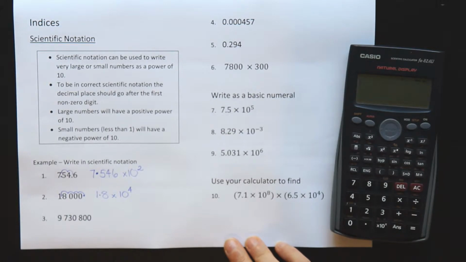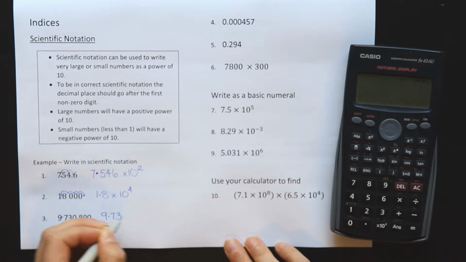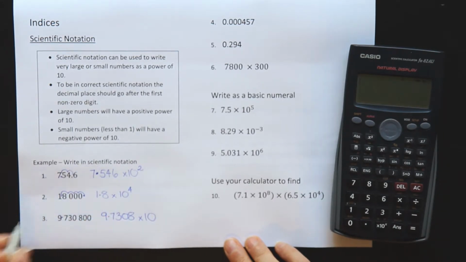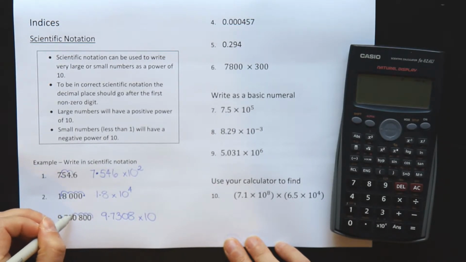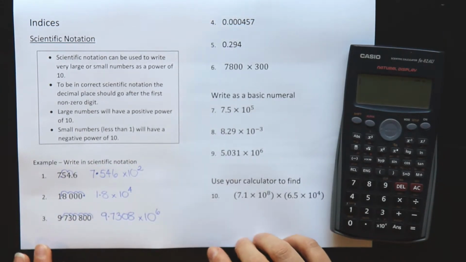Question 3. Let's do it one more time. We need the decimal point to go after the first number here, 9. 9.7308 times 10. The decimal point would be at the end. So 1, 2, 3, 4, 5, 6 jumps. 10 to the power of 6.